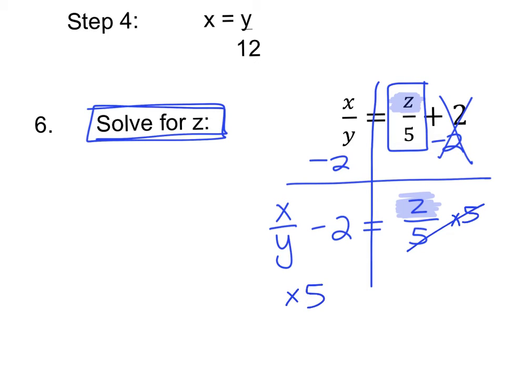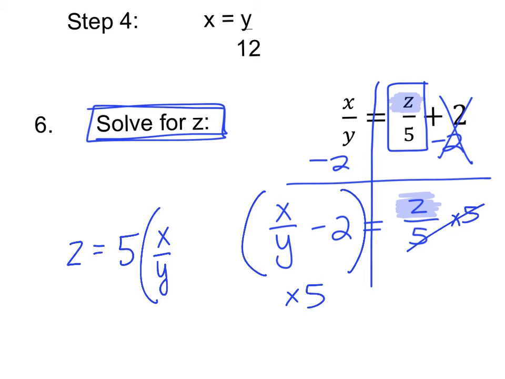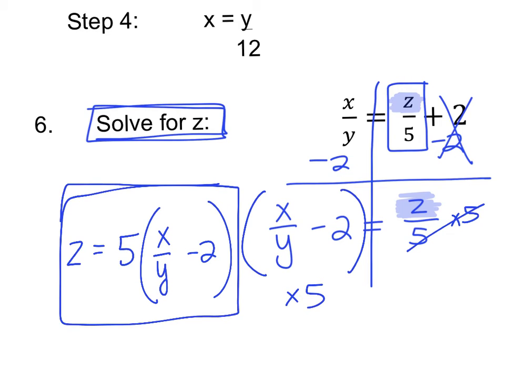When I multiply by 5 now, though, this whole thing that's on my left has to be multiplied by 5. So z equals 5 times everything that was on the left, x over y minus 2. Here is the answer. If we did not put the parentheses around the left side when I multiplied by 5, it would be incorrect. It needs the parentheses to show that whole left side is going to be multiplied by 5.